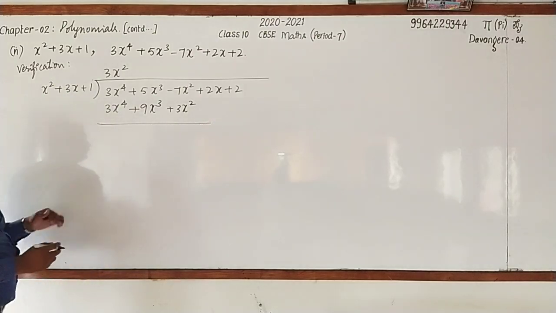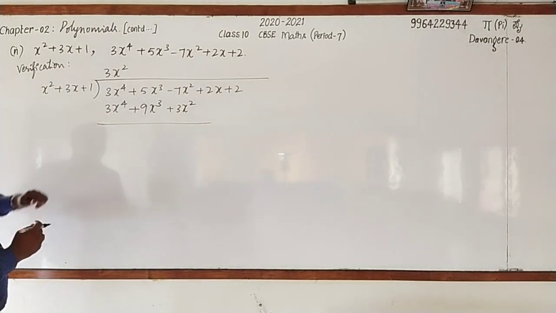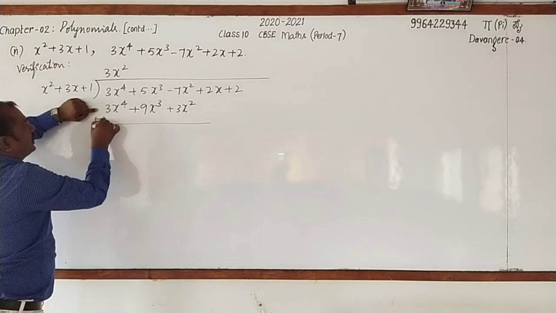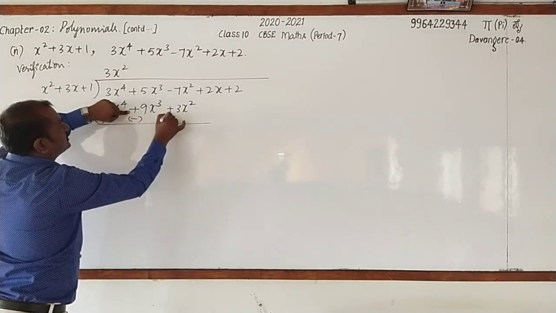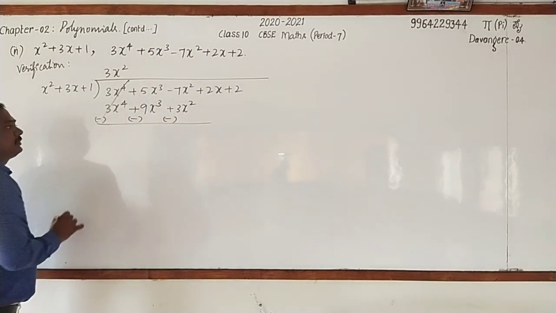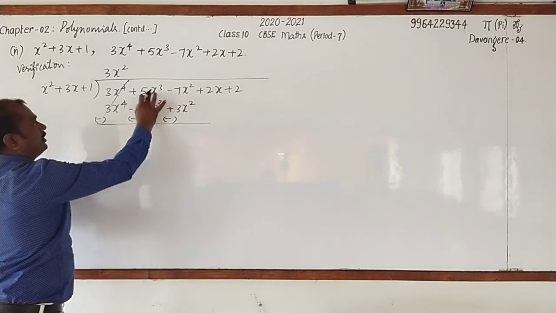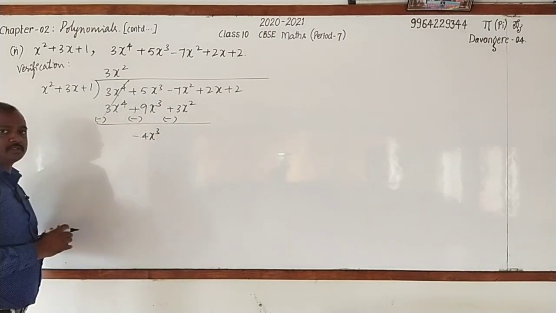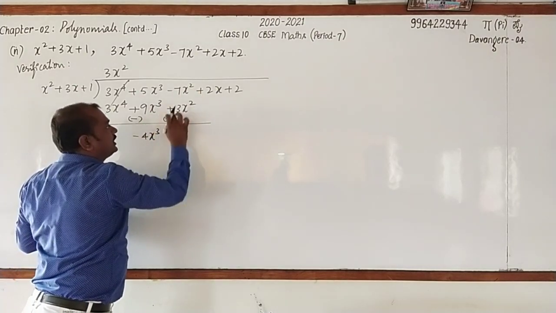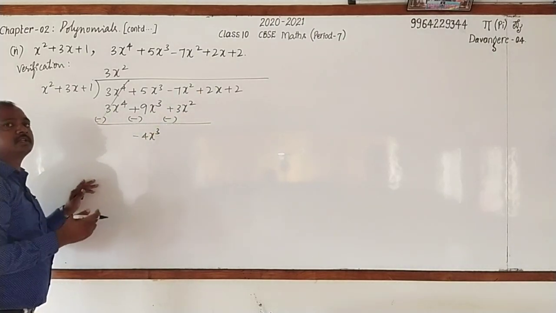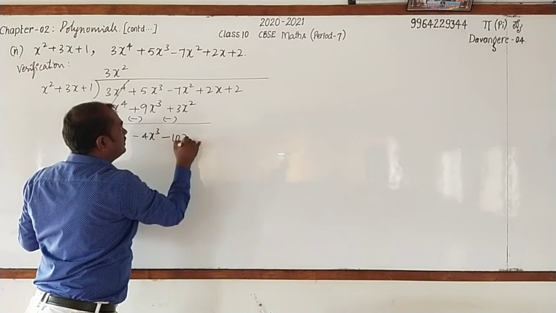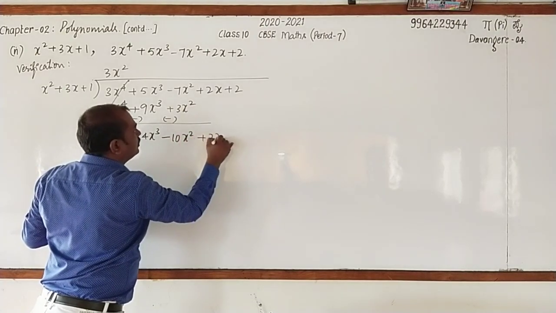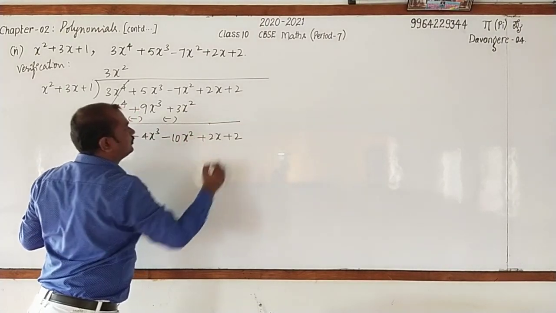What is the next step? We are going to change the sign. Then what is the sign? Here, minus, this is minus, here, minus. Same terms with a different sign get cancelled. 5x cube minus 9x cube, minus 4x cube. Is it not? Then minus 7x square minus 3x square. How much it is? Minus 10x square plus 2x plus 2.